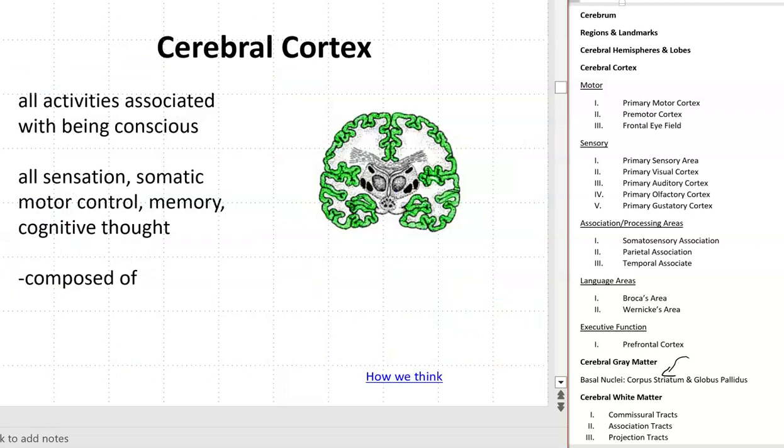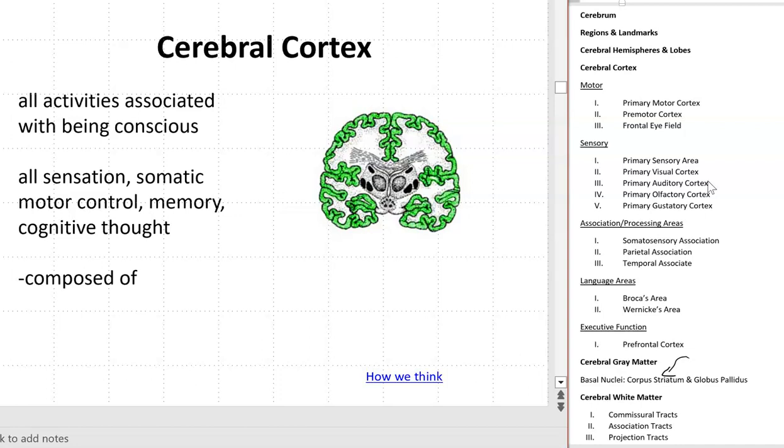So let's start with the cerebral cortex now. And you can see, if we look at the cerebral cortex, I mentioned it's a very thin layer. So you can see in green here, it kind of surrounds the outside of the brain. Think of it as the bark on the tree. It's very, very thin, but you can see it's critical. It has a lot of very, very important functions.